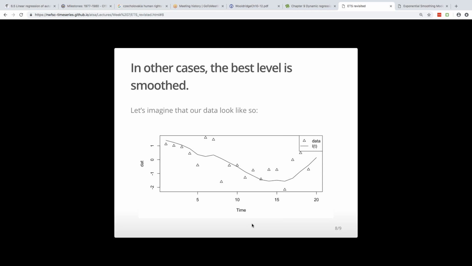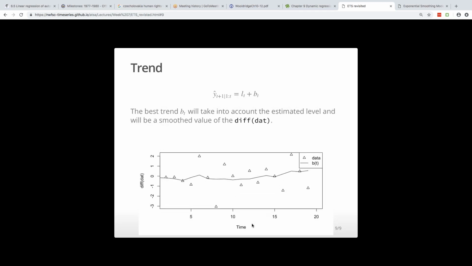It's using that. If you looked at the diff of this level, the diff of that level is what is being used for the trend estimate. But when we plot it with the diff data, you can see that it's kind of doing what you would expect, which is kind of like a smooth line through those differences. Okay.